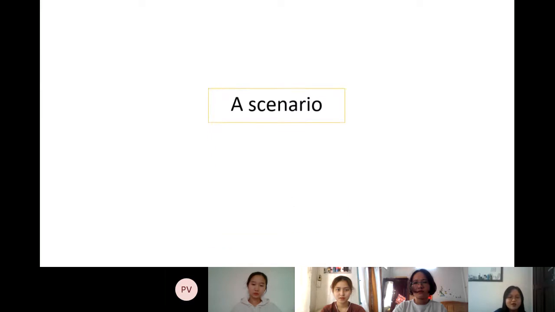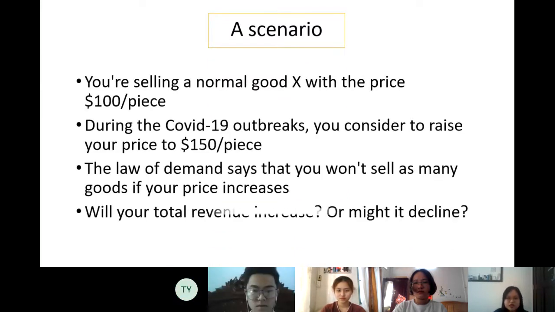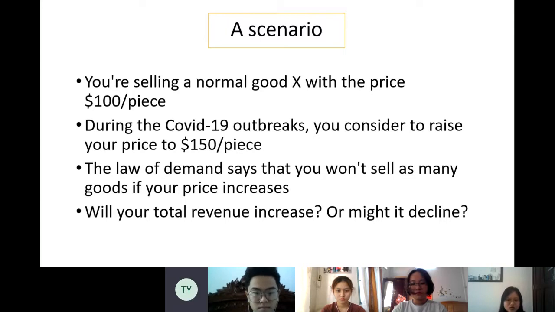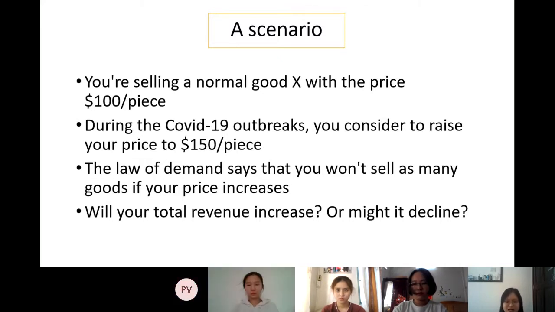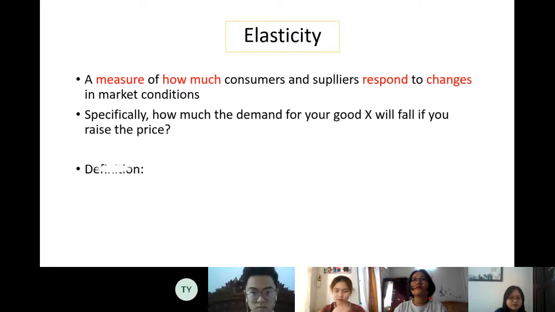Okay, I'm Nguyễn Thúy and firstly we'll take a look at a very common scenario. Pretend that you're selling a normal good X with a price of $100 per piece, but during the COVID-19 outbreak right now, you consider raising your price up to $150 per piece, including your opportunity cost. But according to the law of demand, you won't be able to sell as many as before if you raise your price. So finally, will your total revenue increase or is it going to decline? We have to take a more detailed look at this topic.